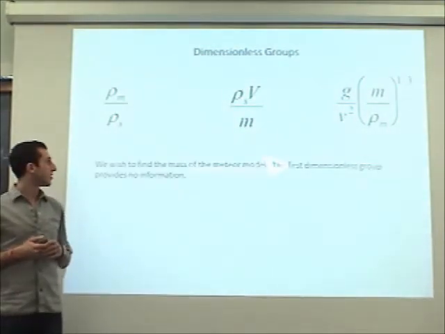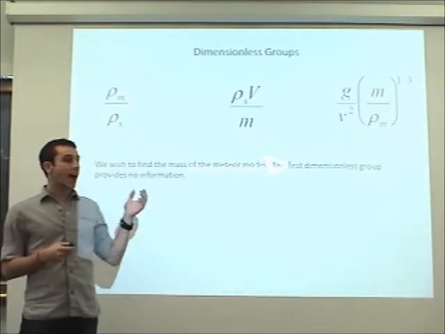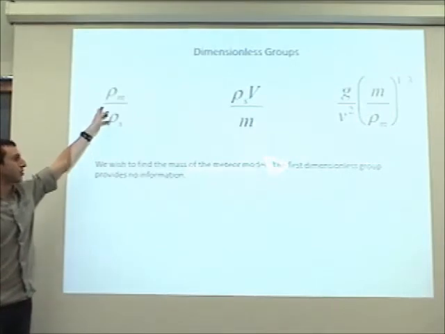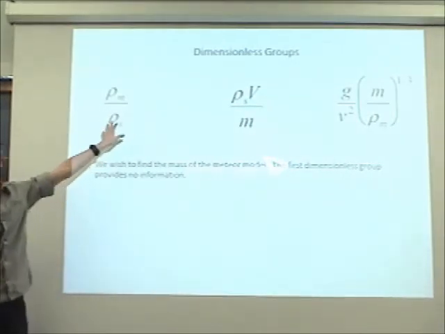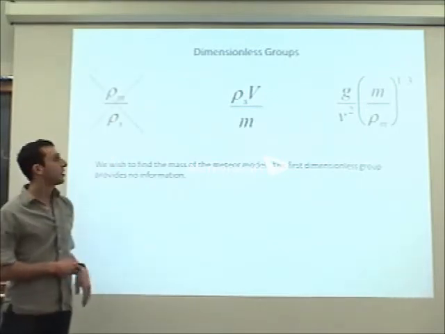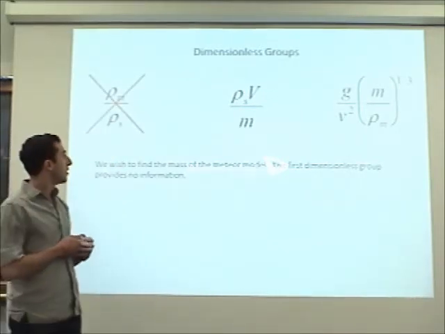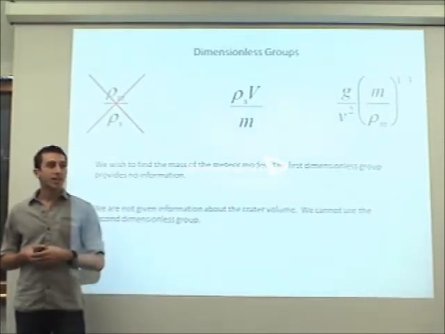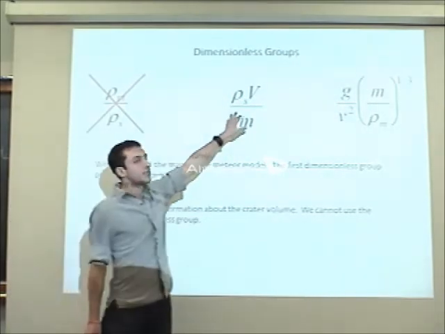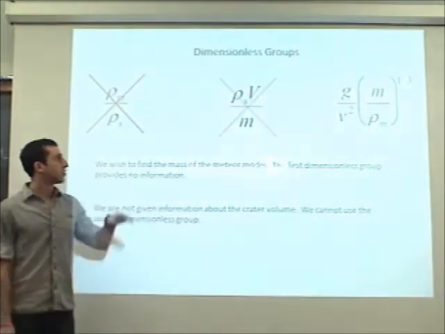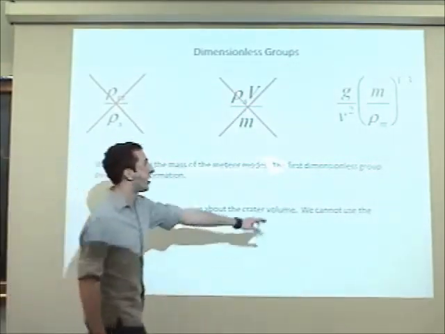The first thing we'll realize is that since we want to find mass, this first dimensionless group is not going to hold any information. We already know both of these things, so we're not going to be able to get any more information out of this group. So you don't need to pay attention to that one. Secondly, we're not given any information about the crater volume, so we can't use this dimensionless group. So this is also out of the running. So we're going to focus on this one right here.